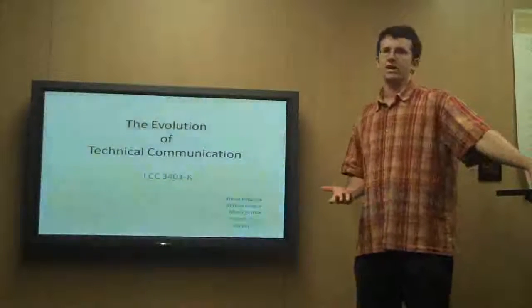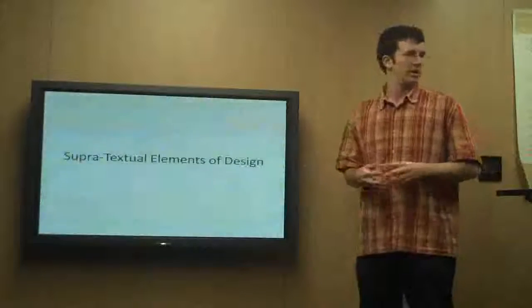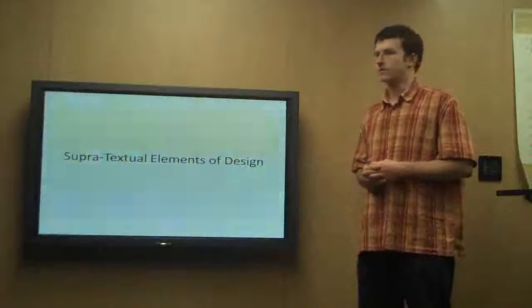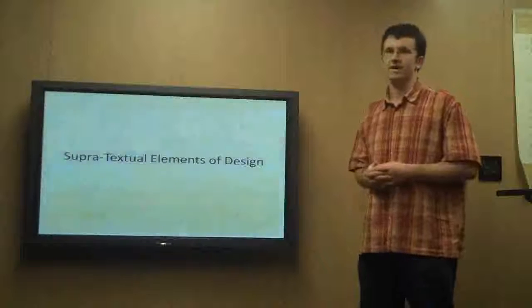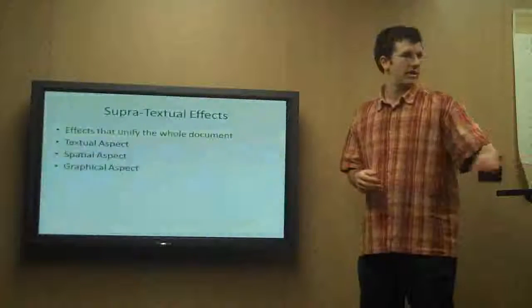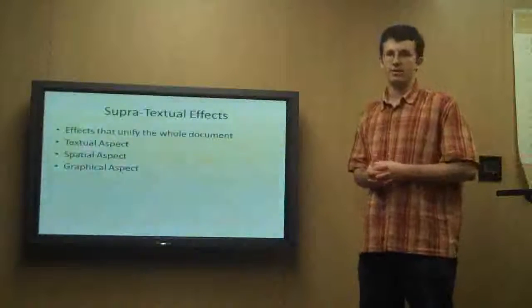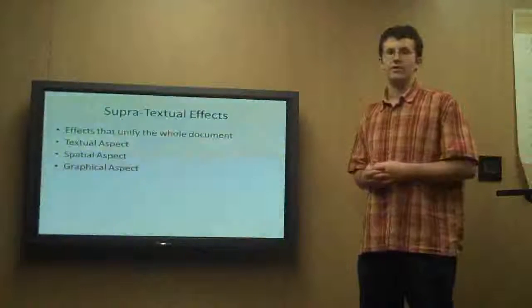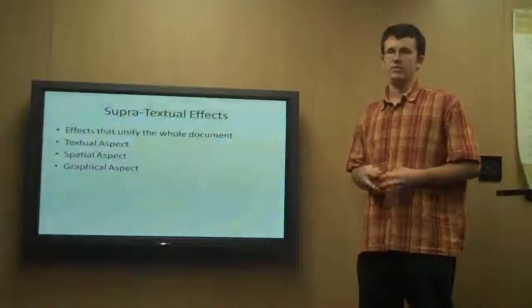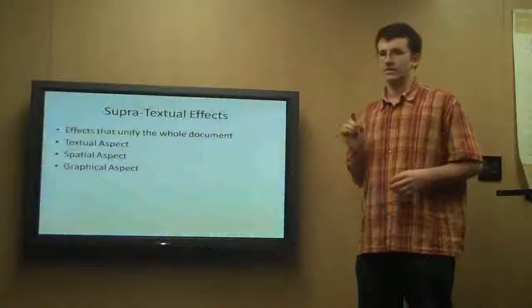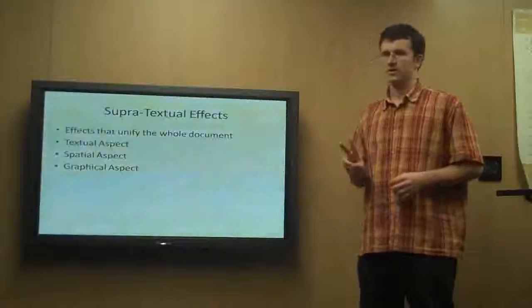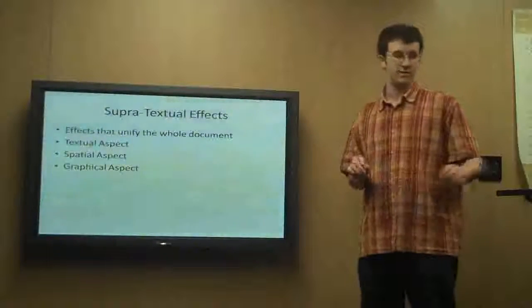To better understand document design, we have to break it down into several different parts. The first part is going to be supertextual elements of design. These are elements of design that unify the whole document. They're mainly used for navigation purposes, and they're broken down into three different aspects: the textual aspect, the spatial aspect, and the graphical aspect.